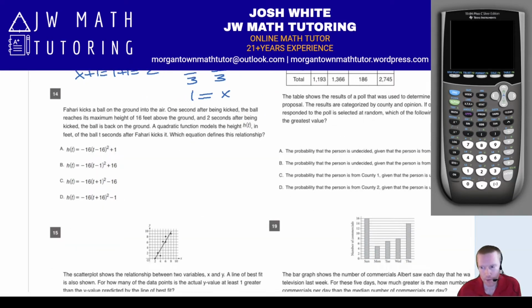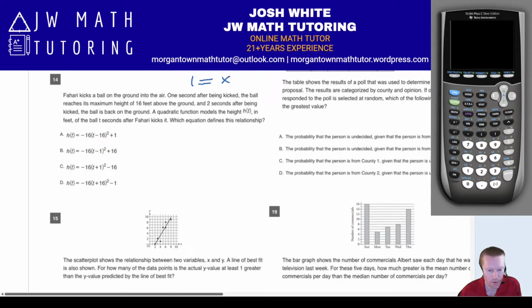Next we have problem number 14 below it. This one deals with a quadratic function, and basically what you need to know here is that whenever you have a quadratic function, the maximum or the minimum occurs at the vertex, and all of these equations are in what's known as vertex form. So basically it's y equals a times (x minus h) squared plus k, and h comma k is your vertex. So here it tells us that the maximum occurs 1 second after being kicked, so t is 1, and the maximum height that it achieves is 16 feet. So essentially 1 is going to be your h value, and 16 is going to be your k value.